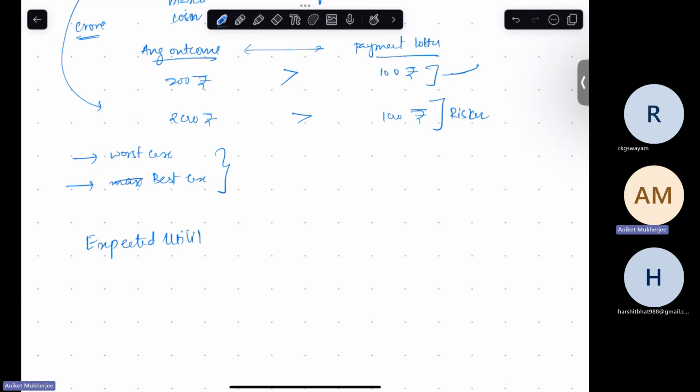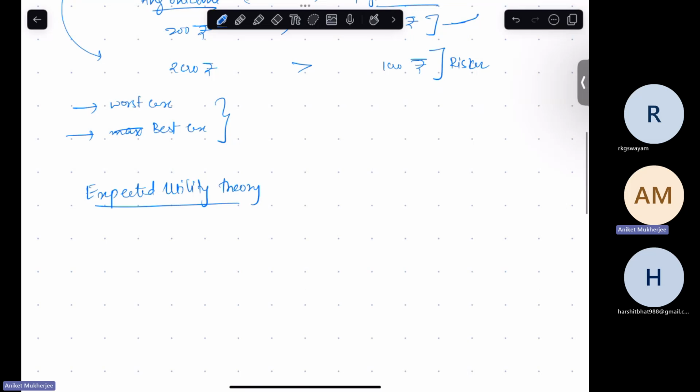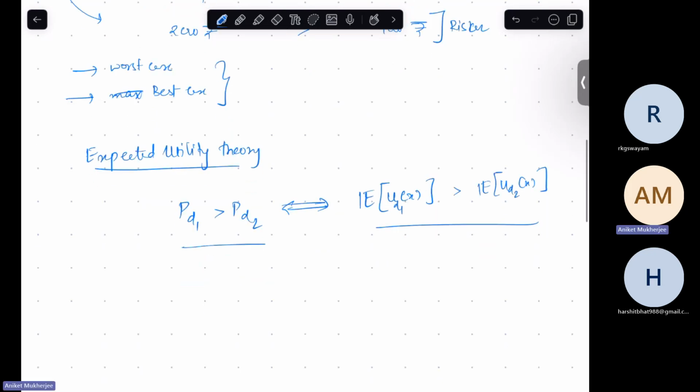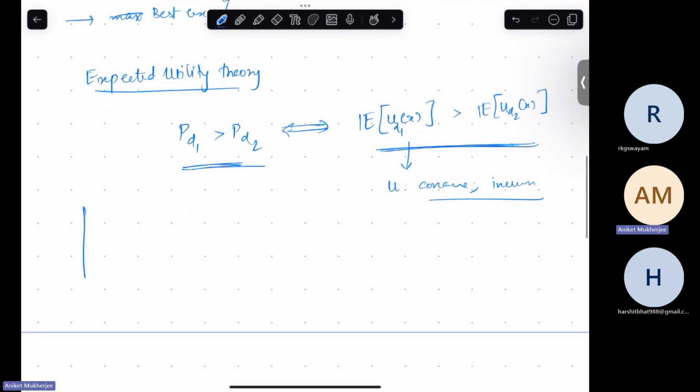So what expected utility theory says is that while comparing two distributions which you get from your decisions, there will always exist a utility function such that you can compare these distributions by comparing the expected utility values, expected u of d1 and expected u of d2. So if you want to compare two decisions, just compare the expected utility at those decisions, and the form of the u function would be concave and increasing. The rate of increase of that function will taper off. This will be your x, or your outcomes, and this is your u of x.